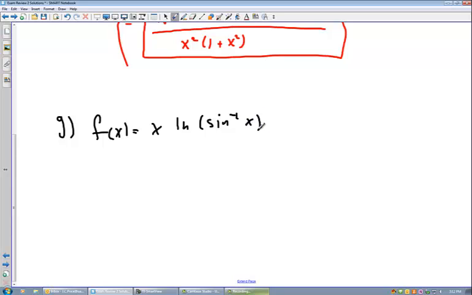And this one's a tough one. First you have to identify, and hopefully if you think about this, you say X times ln of sine inverse of X. So this is actually a product rule. There's the X. There's your first. And there's your second.